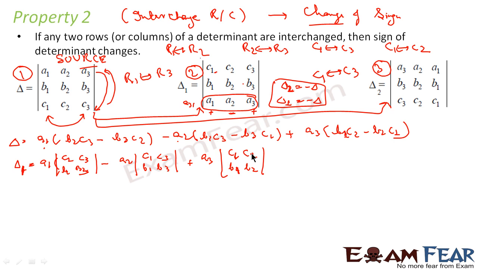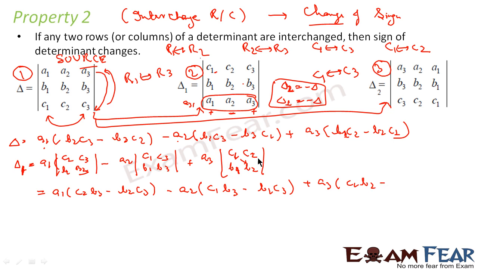Now let me find the value. If you solve this, this is nothing but A1 into C2 B3 minus B2 C3, minus A2 into C1 B3 minus B1 C3, plus A3 into C1 B2 minus B1 C2. So this is what I get.